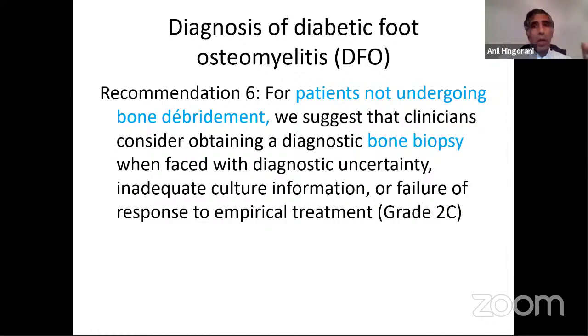However, let's say there's a patient that can't have the whole bone debrided. You can't take out the entire bone because it's in the midfoot or it's in the entire calcaneus. If you're trying to salvage the foot, you at least need to do a bone biopsy to help guide therapy.